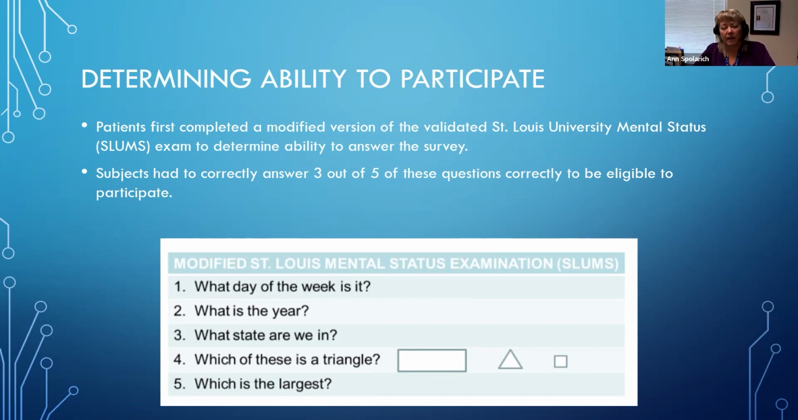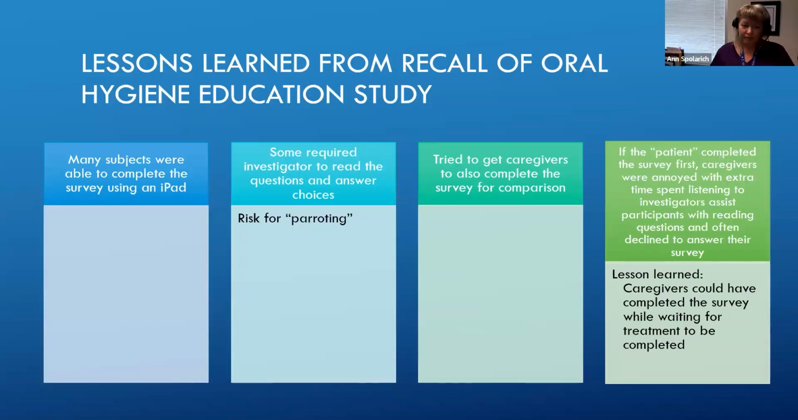So we used another validated screening tool called the St. Louis University Mental Status, or the SLUMS exam. In order to become eligible, you had to correctly answer 3 out of the 5 questions, and you can see them there. So knowing the day of the week and the year and what state we were in, they had to be able to correctly identify which shape was a triangle, and of those shapes, which was the largest. So 3 out of 5 in order to be eligible.